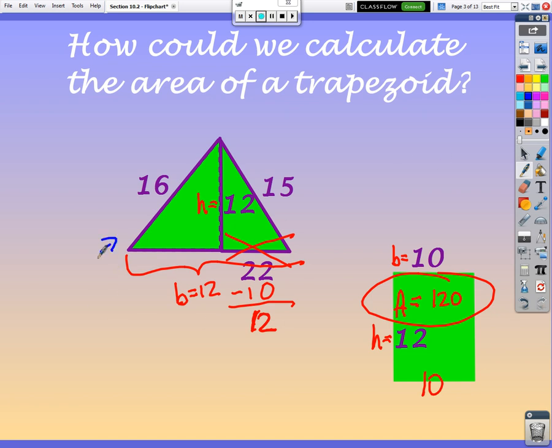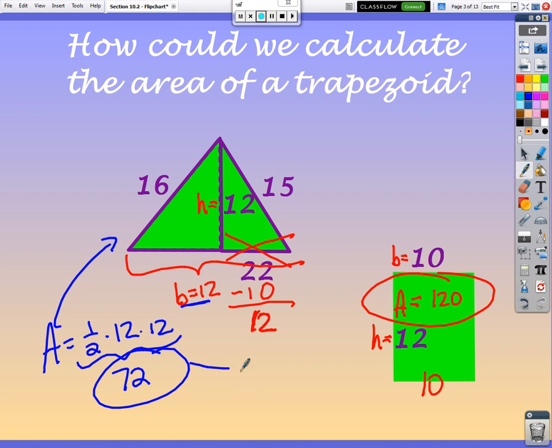Now, the area of this overall triangle, we could say is 1/2 base, this 12, times the height, which we were given as 12, and there's 72 of area. So now if I take my triangle plus my rectangle and think about it all together as the trapezoid, then the area would be 192 units squared.